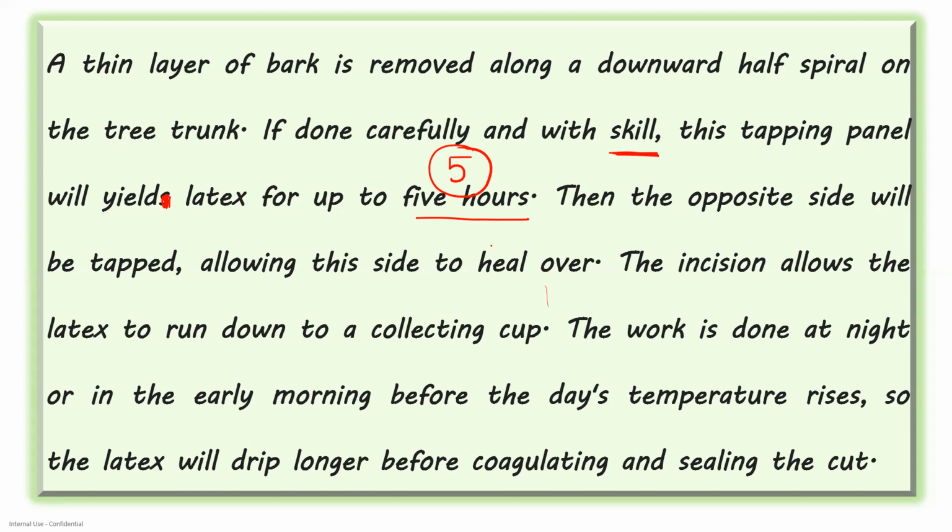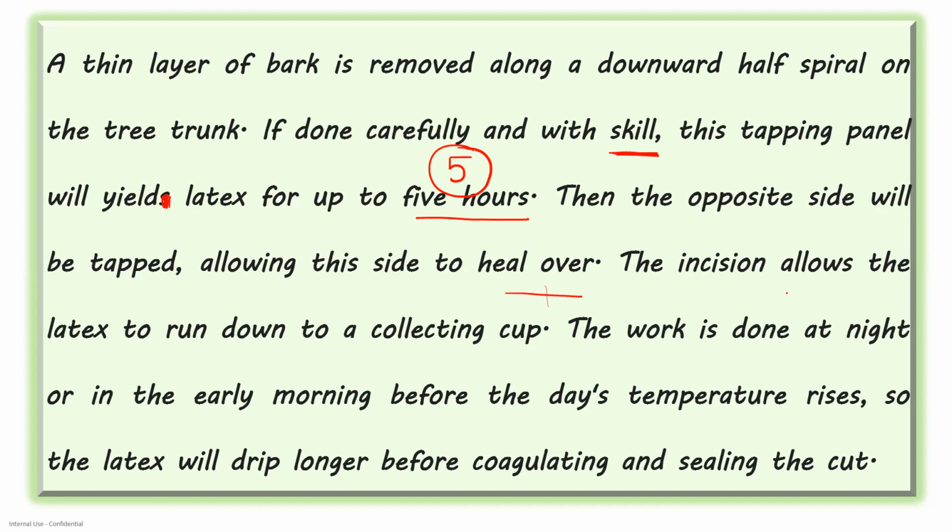See, you must have seen your skin, if you have a small cut, it takes a little while to heal up, right? The same thing happens to the plants as well. So after the cut is made, it is given time to heal over. So during this healing period, what is done? The opposite side of the bark is incised. Okay. Then the opposite side will be tapped, allowing this side to heal over.